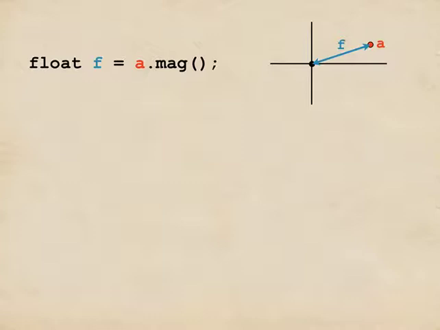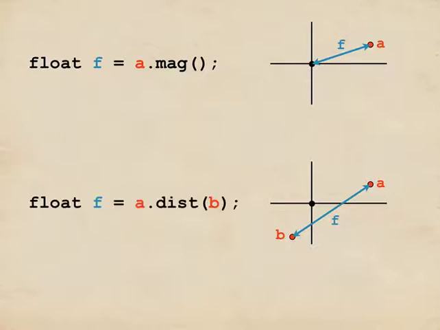Well, often we don't want the distance to the origin. We want the distance to another point, and we can do that too. So if we have a point A and a point B, and we want the distance between them, which again we'll call f, all we have to do is call dist. A.dist with the argument b gives us back the distance between A and B. Of course, if I swap the order and call b.dist A, that's the same number because the distance from A to B is the same as the distance from B to A.